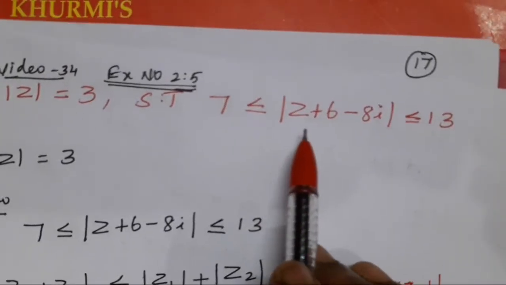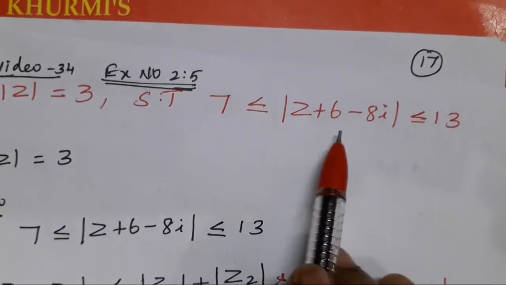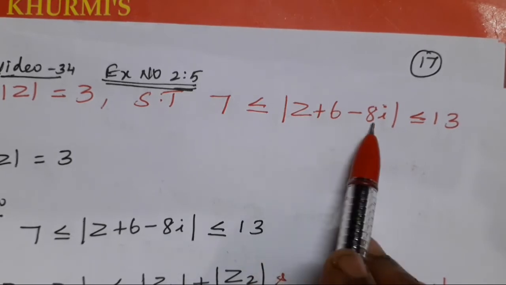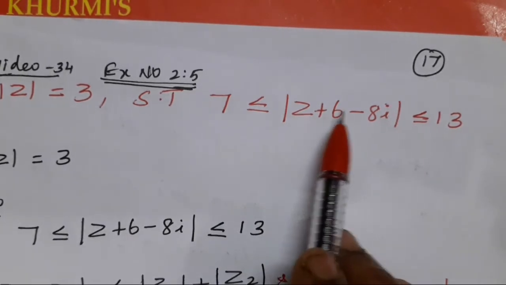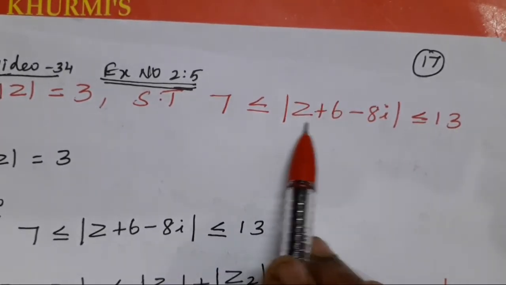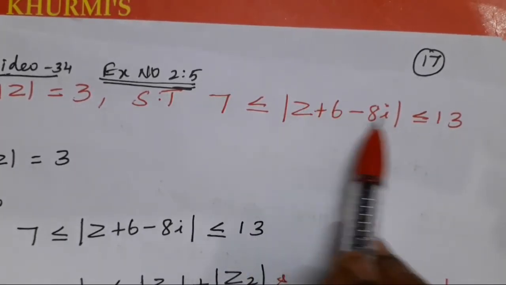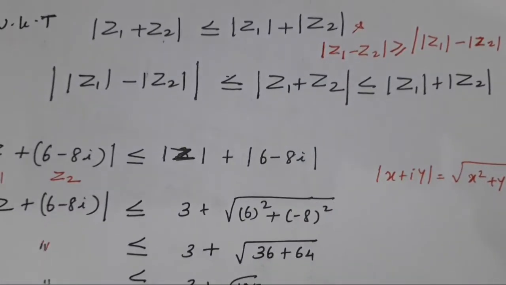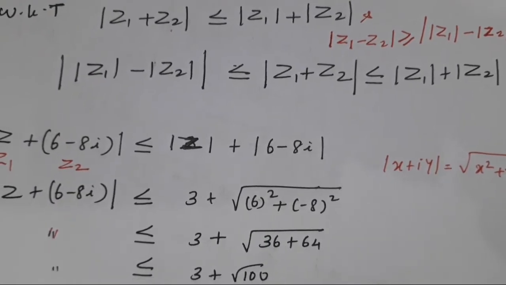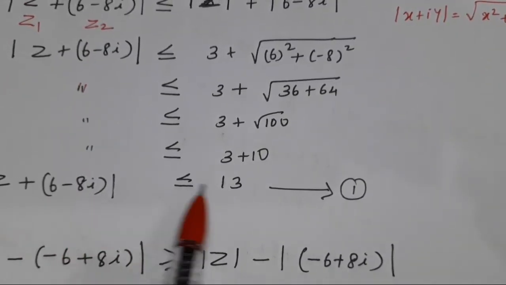What is the question given? Modulus of z plus 6 minus 8i is less than or equal to 13. We proved the first result. The first one is taken as z1 plus z2, the given question. We use the property of z1 plus z2 and prove that it is less than or equal to 13. Positively, using the z1 plus z2 property, we prove the first result: modulus of z plus 6 minus 8i is less than or equal to 13.